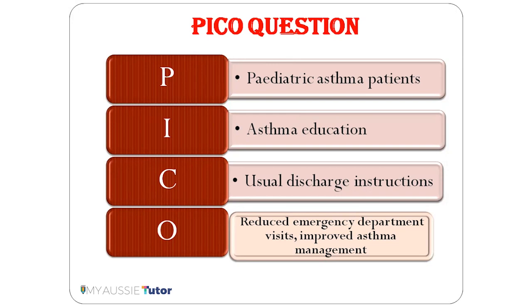So two things are measured as outcomes: a reduced number of ED visits for pediatric asthma patients, for hospitalized patients, and improved asthma management, with a reduction in hospitalization and ED visits.